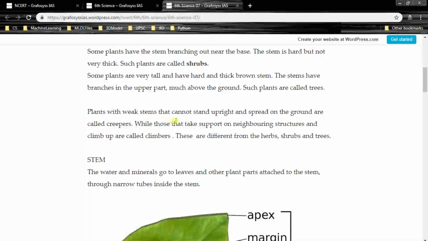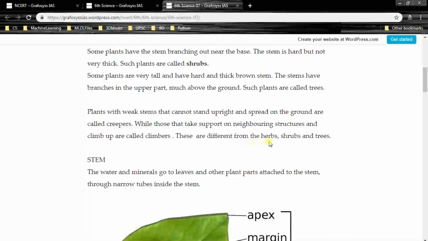Plants with weak stems that cannot stand upright and spread on the ground are called creepers. Creepers cannot stand by themselves, so they depend on some pole or some structures or some trees, etc. These are called creepers, while those that take support on neighboring structures and climb up are called climbers. So the one which spreads on the floor are creepers. The one which climbs up, these are called climbers.